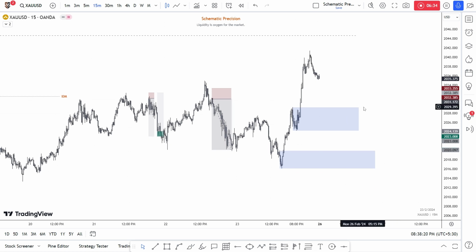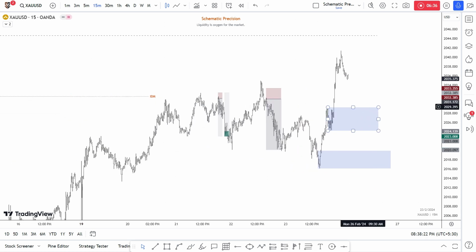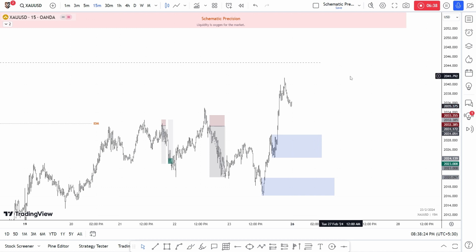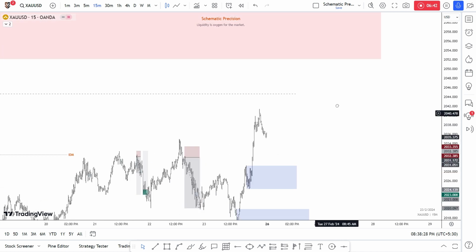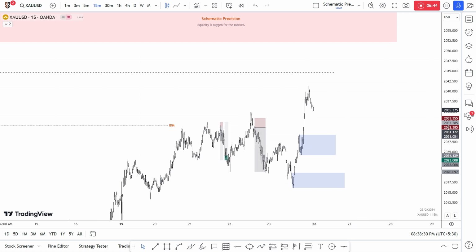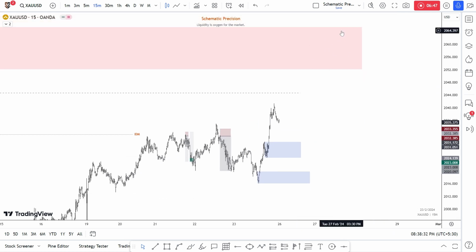So overall, for now, I'm bullish on gold until 2045, 2060, right? And then we'll look for sells from the supply. Let it come down. Don't jump into the market on Monday. Let it move during Asia and London. We'll see what New York brings us. So best of luck for the next week.